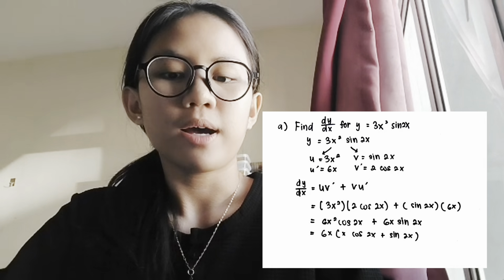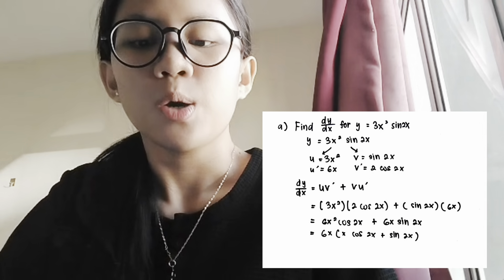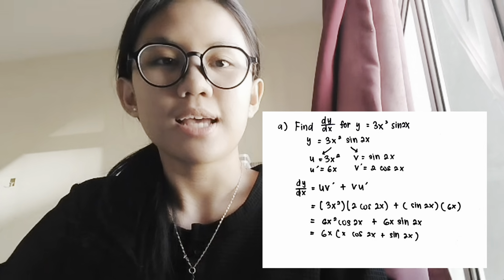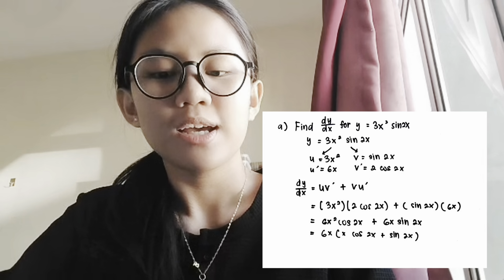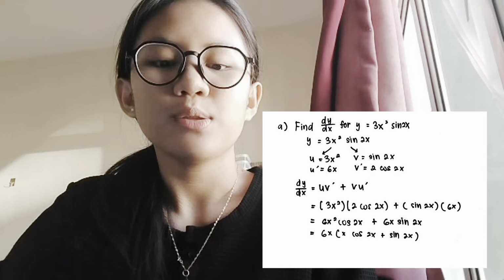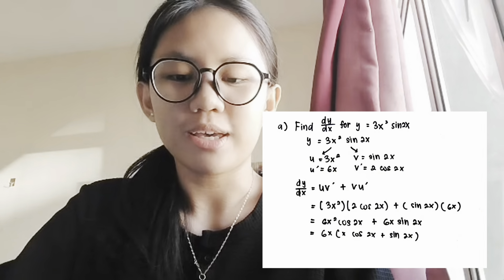To simplify this equation, we have to make the 6x alone at the outside and put x cos 2x plus sine 2x inside of the bracket. So that is for question a.